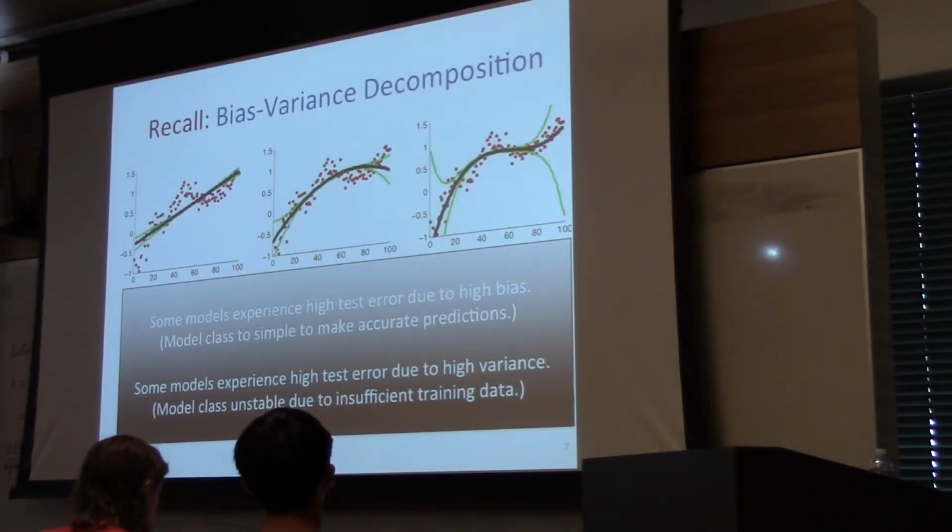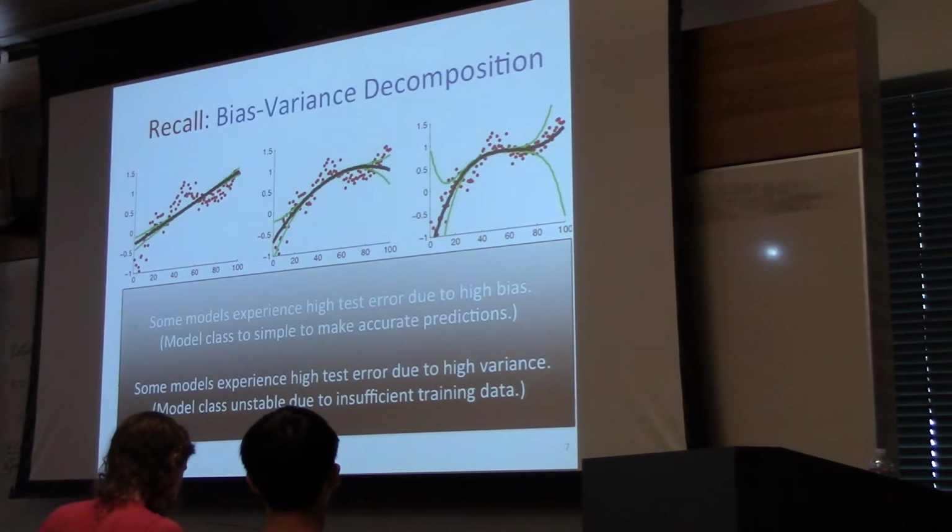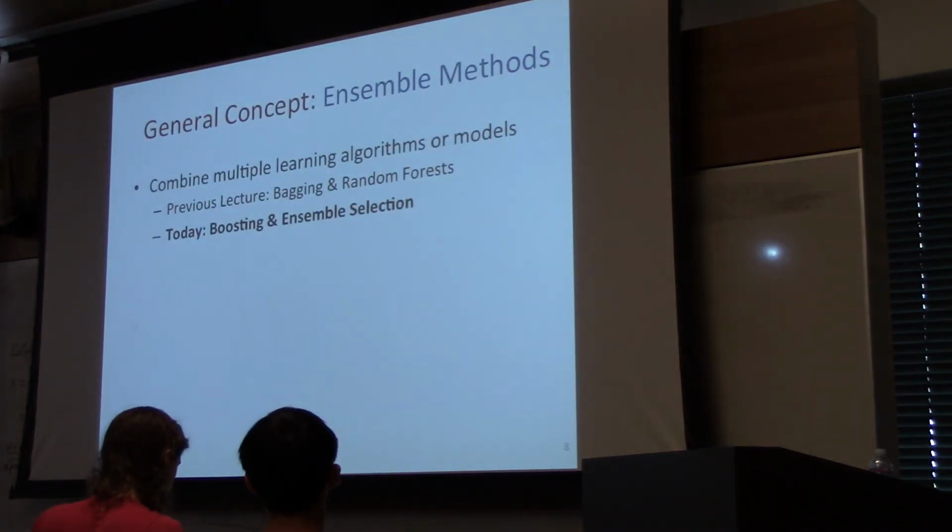So some models experience high test error due to high bias, in which case the model class is too simple to make accurate predictions. Some models experience high test error due to high variance, in which case the model class is unstable due to insufficient training data. So the general concept of ensemble methods is to combine multiple learning algorithms or multiple models or multiple hypothesis classes in a way that you get better test error performance. In the last lecture, we talked about bagging and random forests. Today we'll be talking about boosting and ensemble selection.